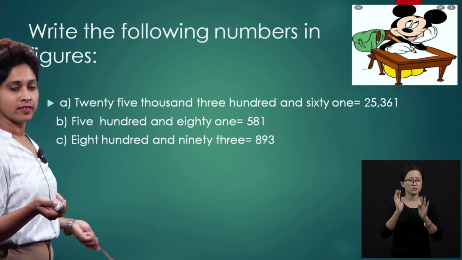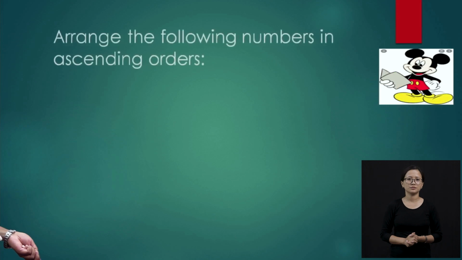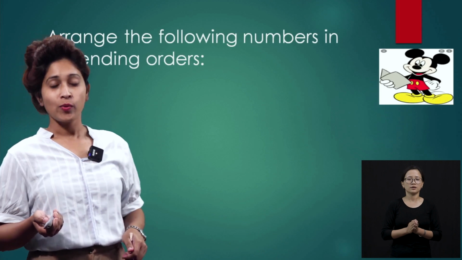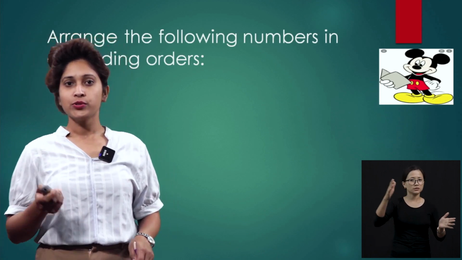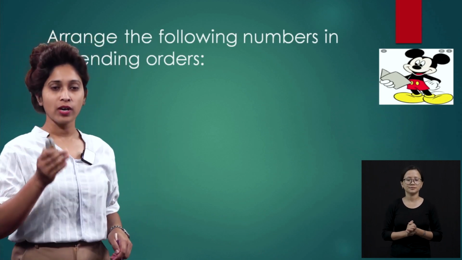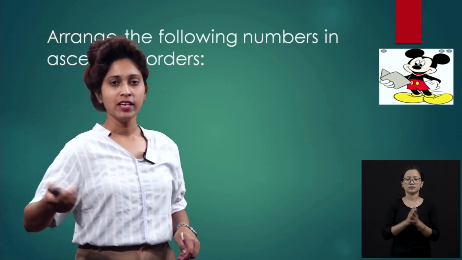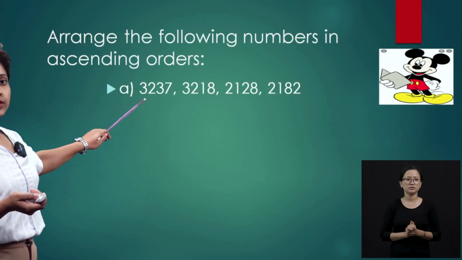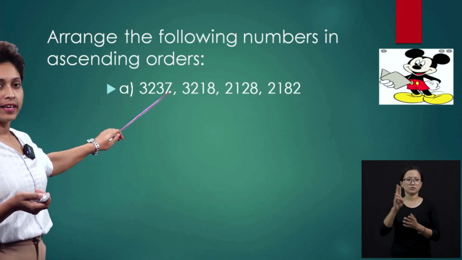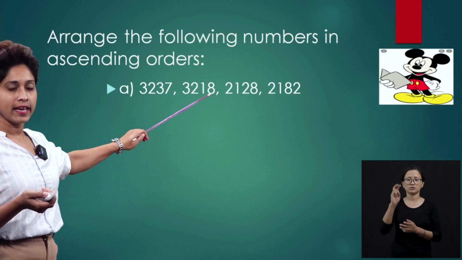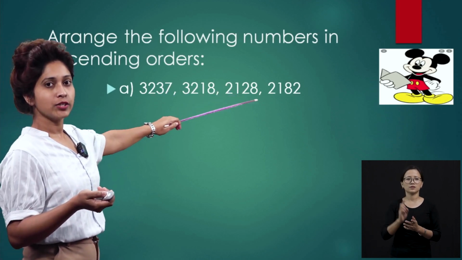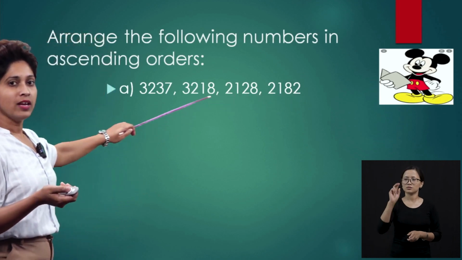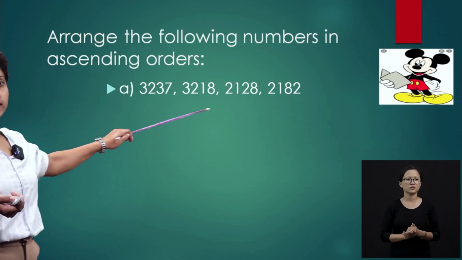Next, arrange the following numbers in ascending order. What is ascending order, children? You need to arrange the numbers from the smallest number to the largest number, right? So let's see. The first numbers that you have are 3,237, 3,218, 2,128, and 2,182. Now, let's try to find out which is the smallest among them.